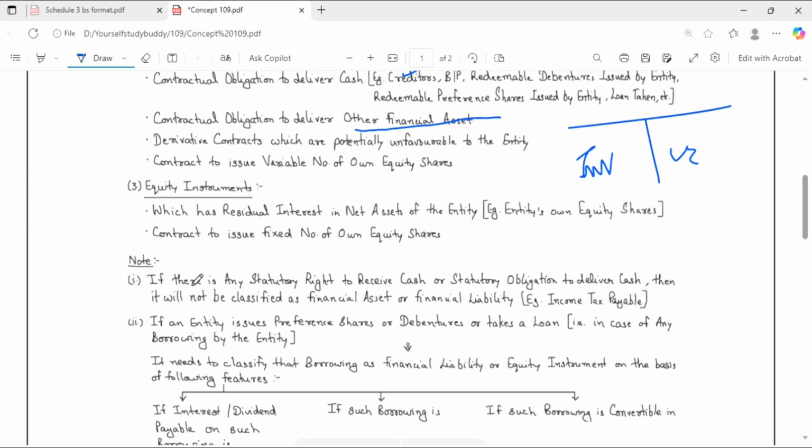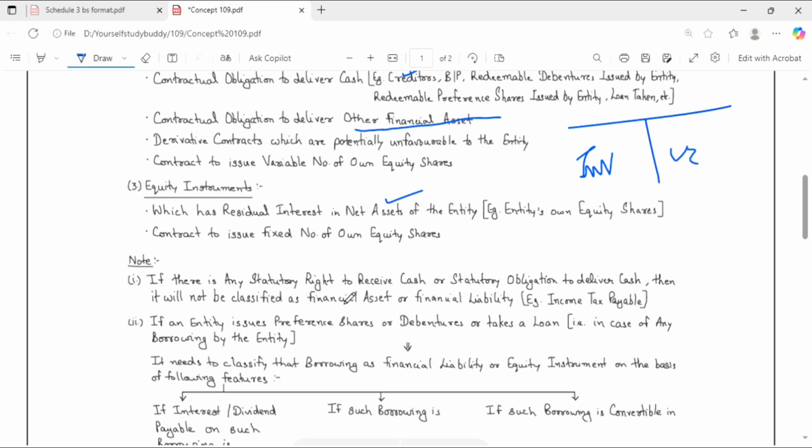Now what is an equity instrument? So first there is an asset. If we see the balance sheet format as per Schedule 3, there first are assets, then there is equity and liability. So in equity and liability there is equity share capital, and then there is other equity. So whatever is there in equity share capital will be classified as an equity instrument. Okay, so an equity shareholder will always have rights in the net assets owned by the entity.